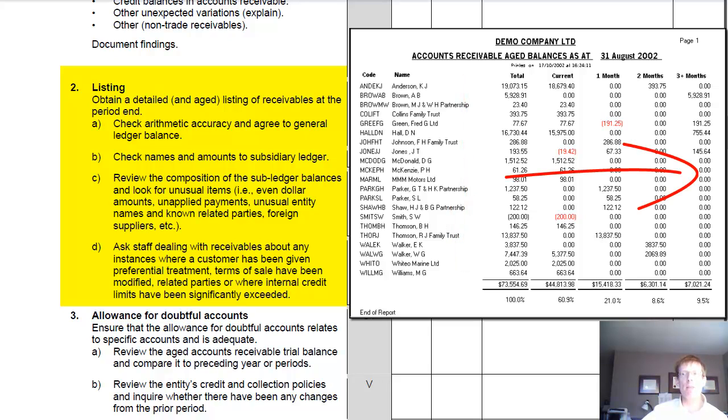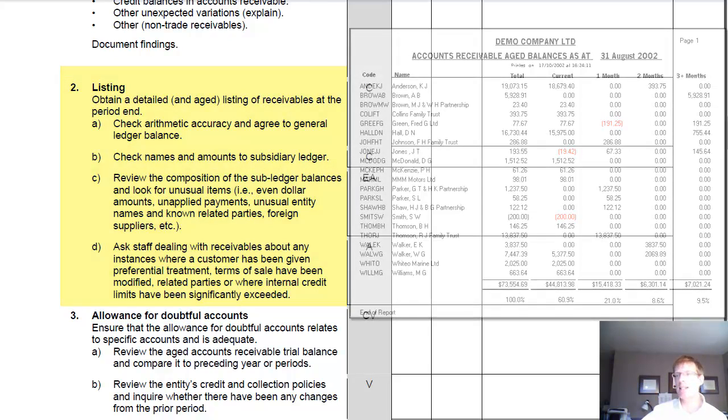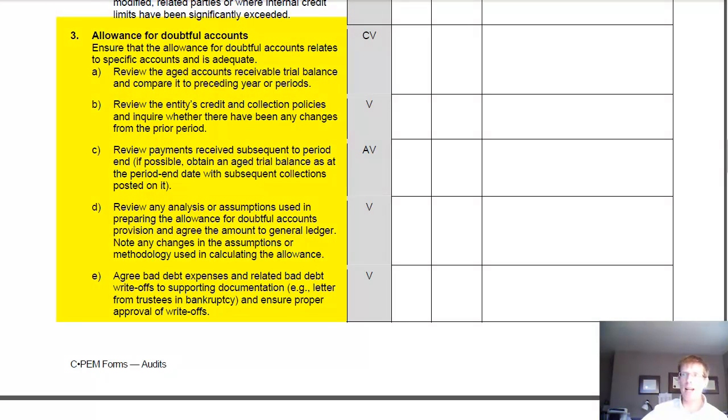We'll look at the composition of the subledger balances and look for unusual items. This is otherwise known as an account scan. This covers off our existence and accuracy assertion. Then we'll ask staff dealing with the receivables about any instances where customers have been given preferential treatment, or terms of sales that have been modified, or related parties, or instances where there are internal credit limits which have been significantly exceeded. Our third procedure that we'll look at is looking at the provision for the allowance for doubtful accounts.